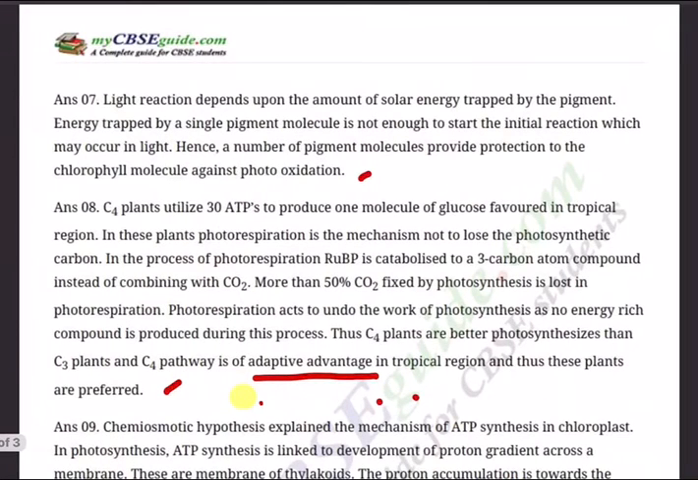Now come to 7. Light reaction depends upon the amount of solar energy trapped by the pigment. Energy trapped by a single pigment molecule is not enough to start the initial reaction which may occur in light. Hence, a number of pigment molecules provide protection to the chlorophyll molecule against photooxidation.